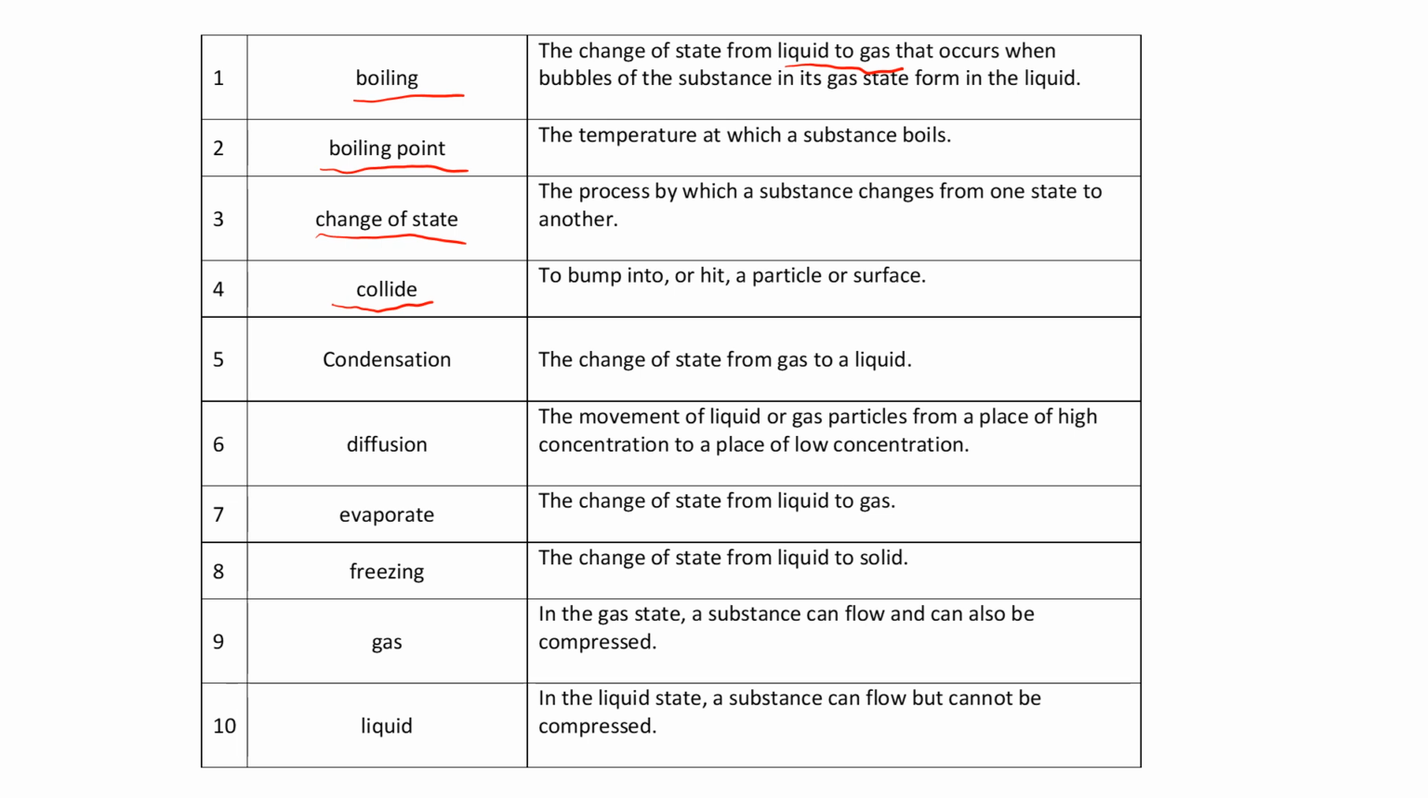The change of state from gas to a liquid, so that's like steam into water, is condensation, like condensation on your window. The movement of liquid or gas particles from a place of high concentration to a place of low concentration. Now there's a bigger definition of that, but that is diffusion.